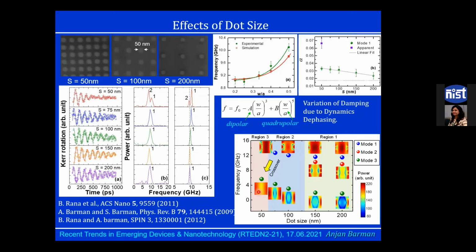But I said that a single dot of 50 nanometer should be a single domain, so it should have a uniform mode of precession. But instead, it has an edge mode. The edge demagnetized region is so high in this case that the uniform mode actually disappears here. So this is a new finding, and these papers were published in ACS Nano and similar journals, all this work.